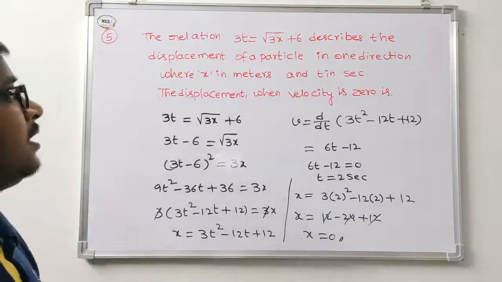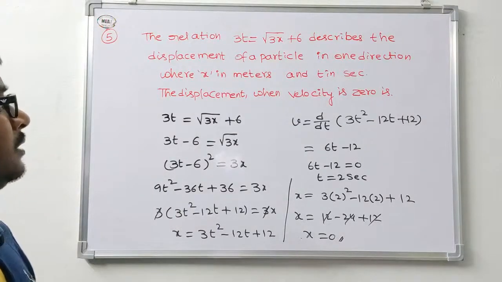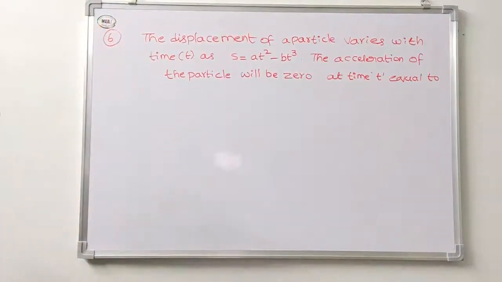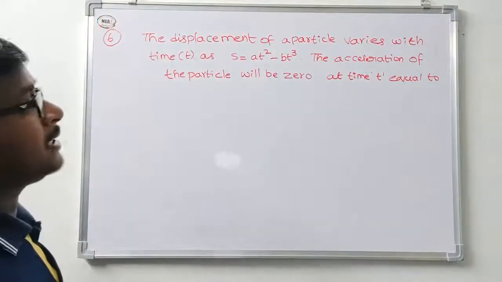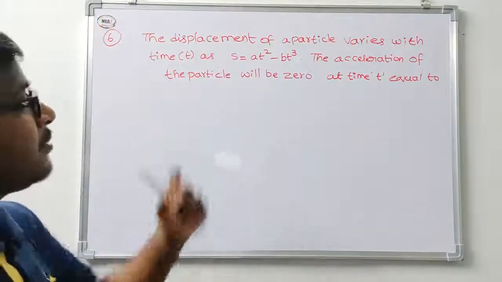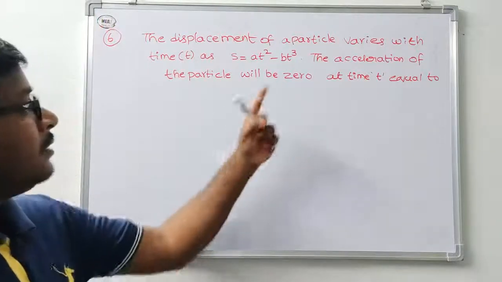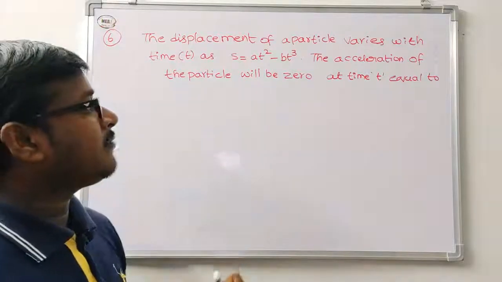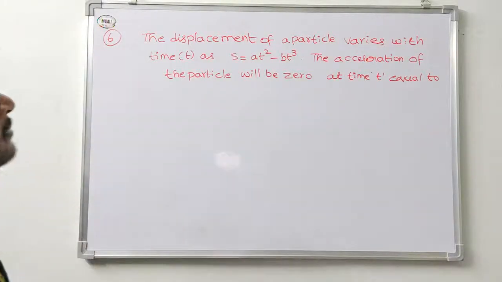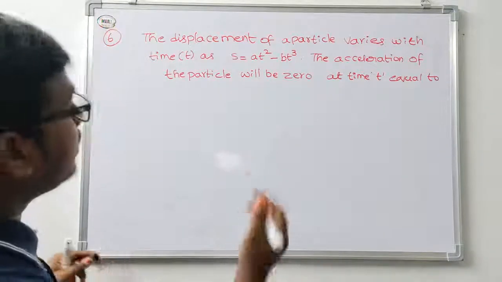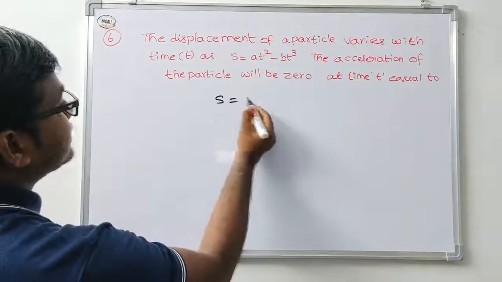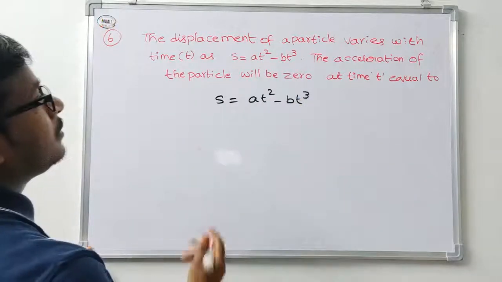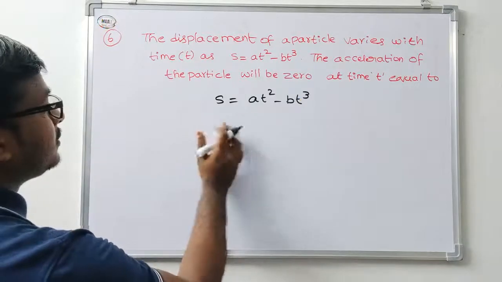This is the problem. Now the next problem. Okay, in this problem, the displacement of a particle varies with time as s is equal to at square minus bt cube. The acceleration of the particle will be 0 at time t equal to... Okay, this is also the same. First write the equation, students: S is equal to at square minus bt cube. Okay, differentiate both sides.